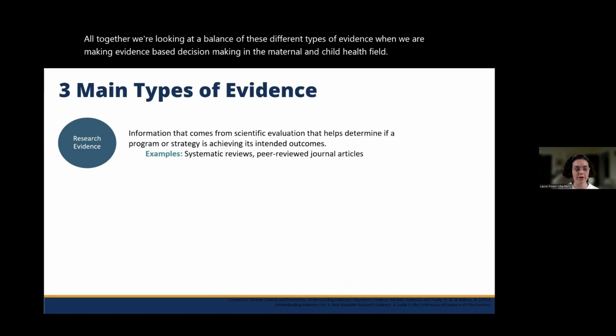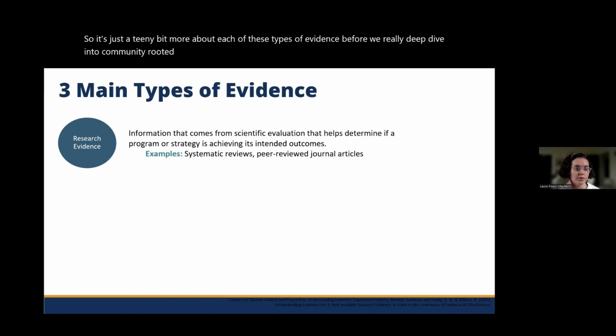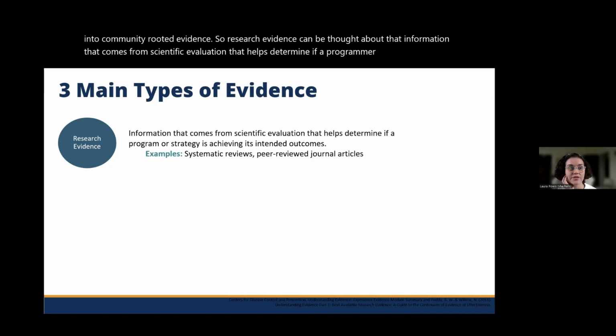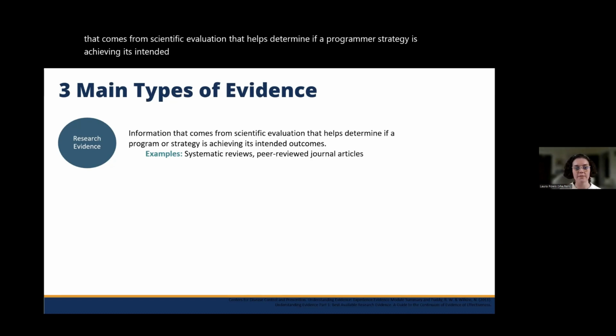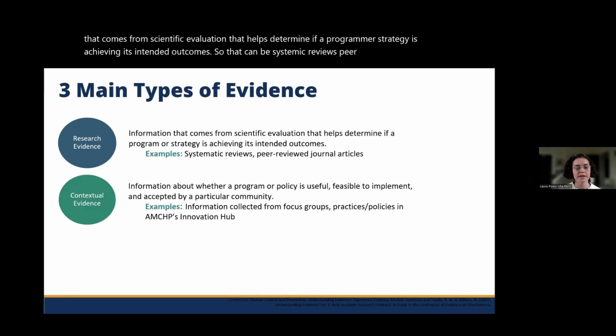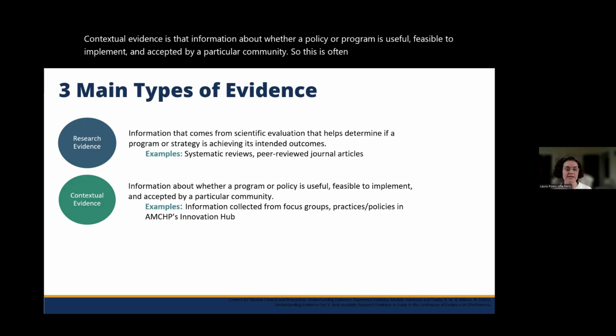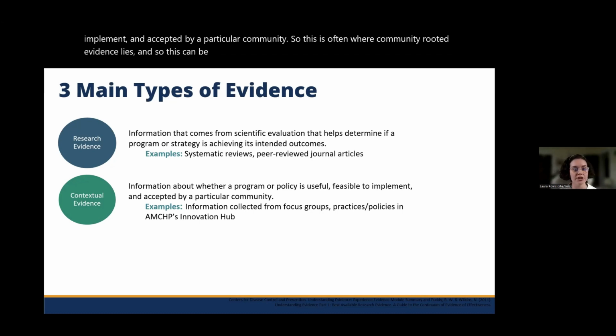So just a teeny bit more about each of these types of evidence before we really deep dive into community-rooted evidence. So research evidence can be thought about as that information that comes from scientific evaluation that helps determine if a program or strategy is achieving its intended outcomes. So that can be systematic reviews, peer-reviewed journals. Contextual evidence is that information about whether a policy or program is useful, feasible to implement, and accepted by a particular community. So this is often where community-rooted evidence lies. And so this can be information collected from focus groups, practices and policies in the AMCHP Innovation Hub.